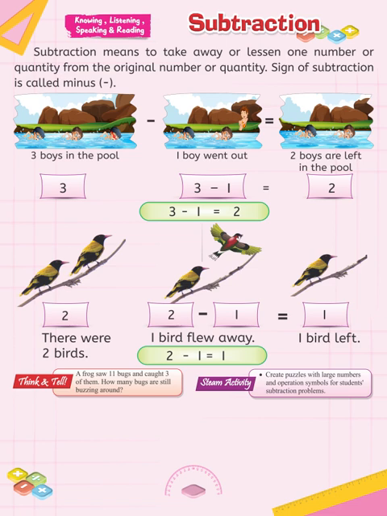Think and tell. A frog saw 11 bugs and caught 3 of them. How many bugs are still buzzing around? Subtract 3 from 11 and you will get the total number of bugs buzzing around. The answer will be 8. That's great indeed.